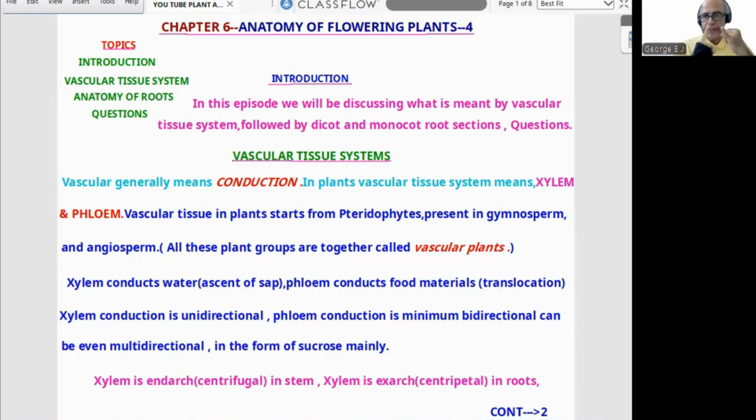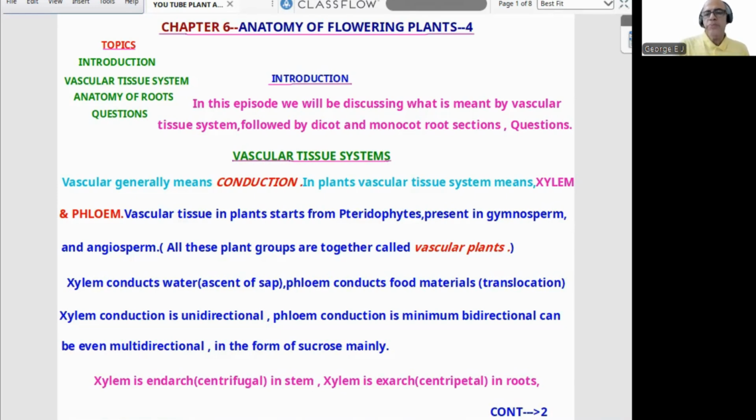There will be, as usual, an introduction, then vascular tissue system, anatomy of roots. After that, 5 theory questions and 5 NEET model questions with the key. So we can start with the introduction. In this episode, we'll be discussing what is meant by vascular tissue system, followed by dicot and monocot root sections. Then 5 theory, 5 NEET with the key. So we can start with the vascular tissue system.